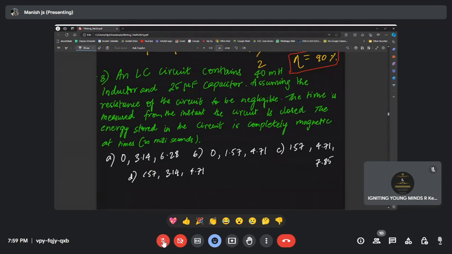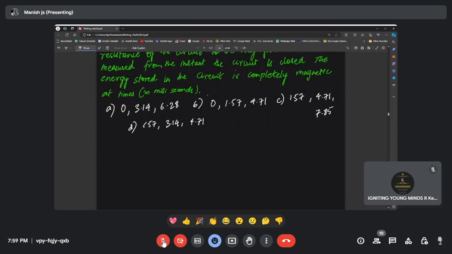So what is the energy stored in the circuit? It is going to be completely magnetic for all the components, so you will have to consider that when you calculate the energy stored. All right. So first, for this circuit, let us try to write the given data.